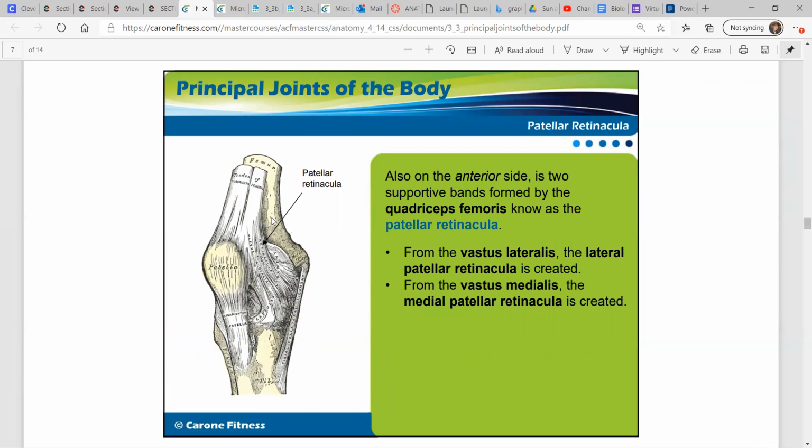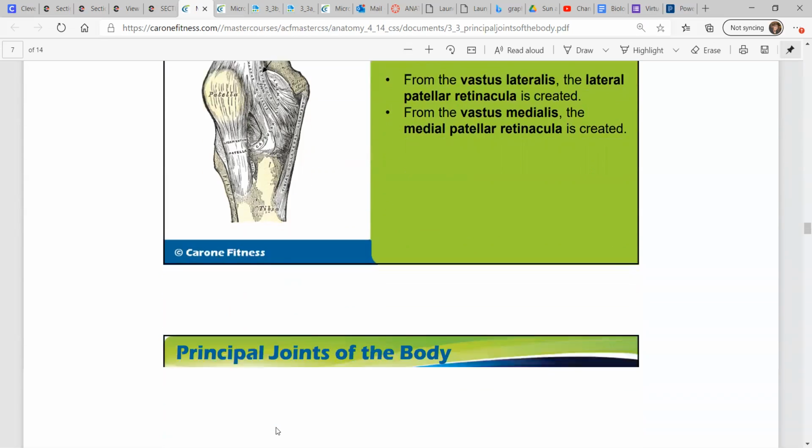Also on the anterior side, on the front side of this joint, there are two supportive bands formed by the quadriceps femoris, known as the patellar retinacula. And that is located right there. From the vastus lateralis, the lateral patellar retinacula is created. From the vastus medialis, the medial patellar retinacula is created.